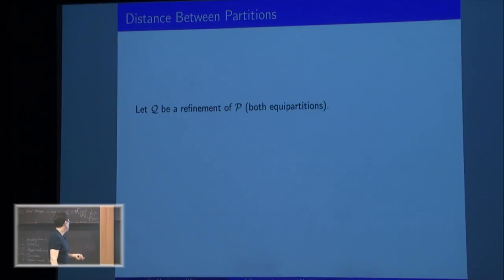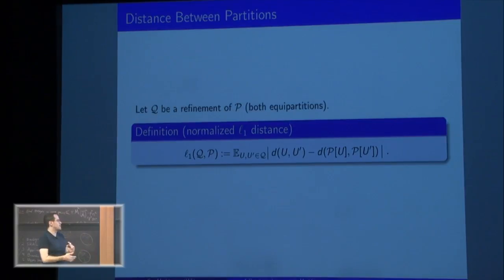Okay, so we have a partition P. These are the clusters of P, and we have a refinement of it. So each cluster of P is further partitioned by Q. Okay, so Q is blue, P is white.